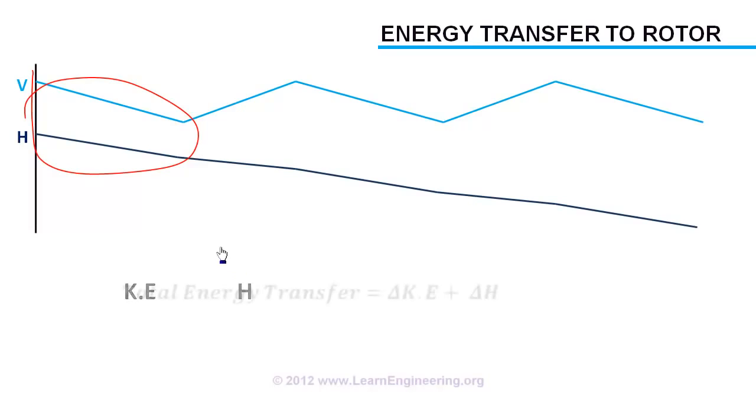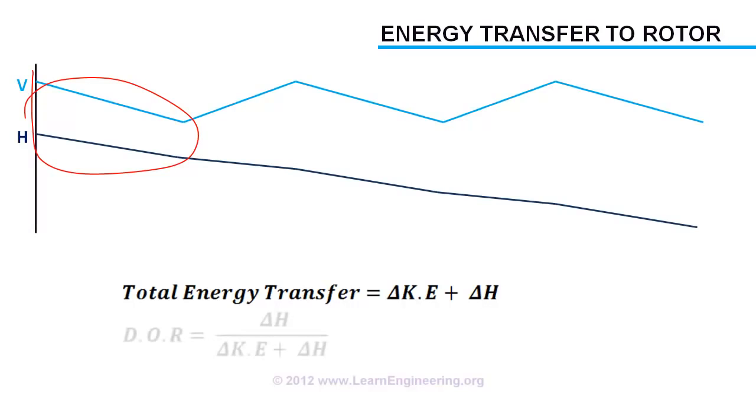What could be the contribution of each of these terms? Is it possible that the enthalpy energy change is zero, and still the kinetic energy part contributes to the energy transfer, or vice versa? This is defined in a term called degree of reaction, which is defined like this. So the value of degree of reaction could vary from 0 to 1.